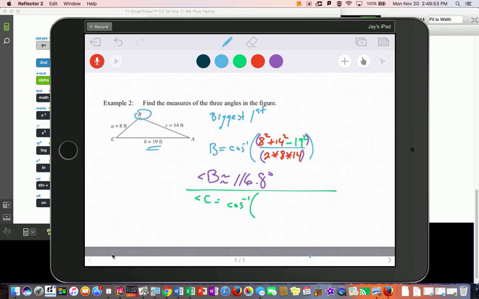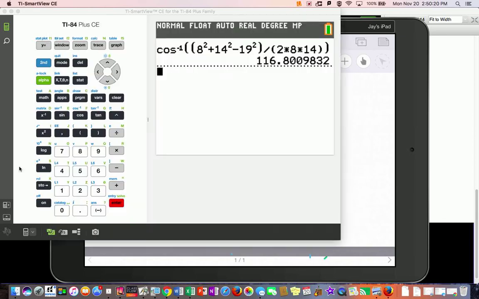And again, if you want to pause the video and try to write the formula and then come back, do so. But I'm going to do C, so that will be the 8 squared and the 19 squared. But the 14 is the one that's being subtracted because that's the partner side. And then on the bottom, 2 times 8 times 19. So the partner side only gets used once, and it gets subtracted.